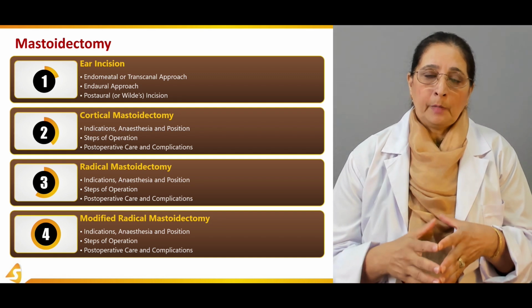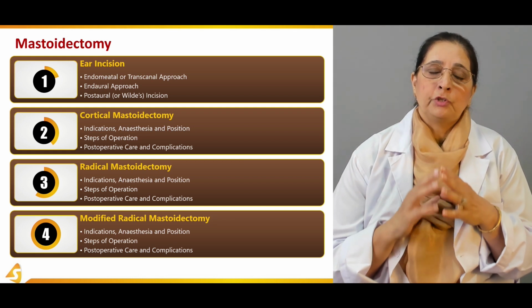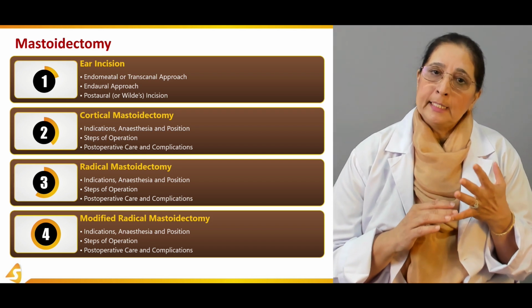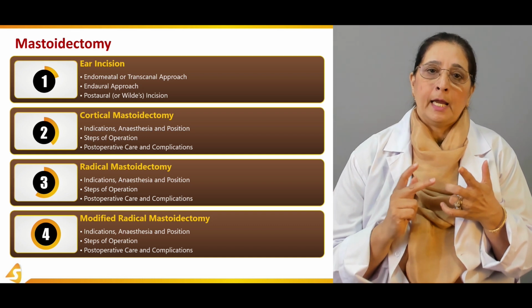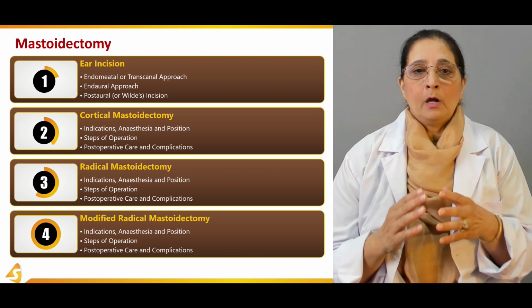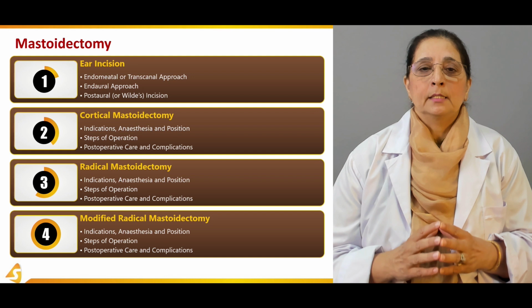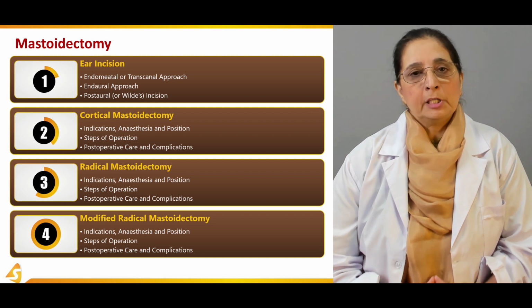So in today's topic, we will talk about the different incisions used to perform mastoidectomy, then cortical mastoidectomy, radical mastoidectomy, and modified radical mastoidectomy. All these different types will be discussed in our today's topic of mastoidectomy.